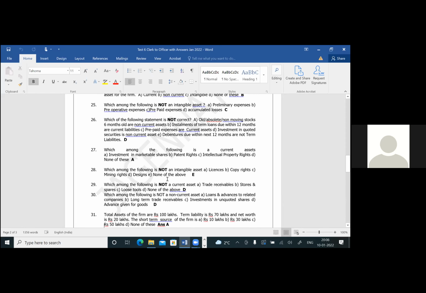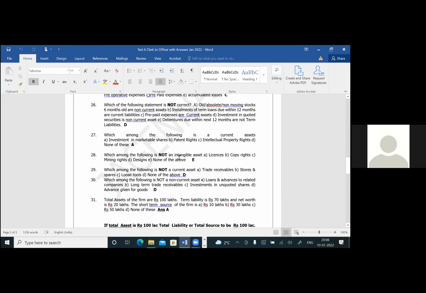Question number 28. Which among the following is not an intangible asset? Licenses. It is an intangible asset. Copyrights, intangible assets. Mining rights, intangible assets. Designs, intangible assets. Now, what is the question? Which among the following is not an intangible asset? All are intangible assets. So none of these. Question number 28, answer is E.